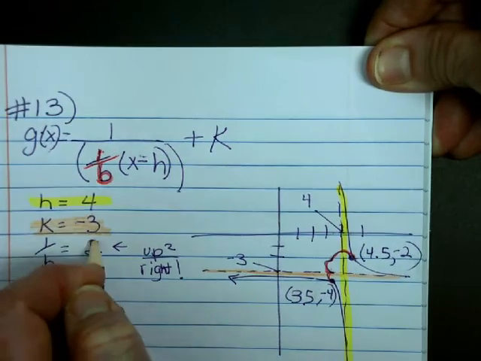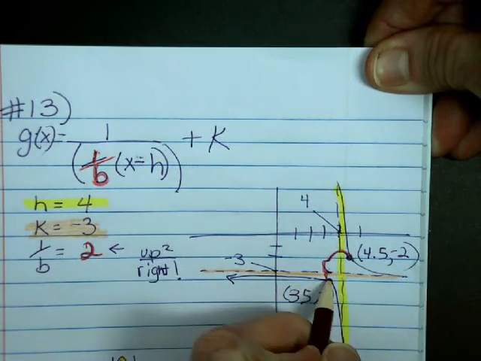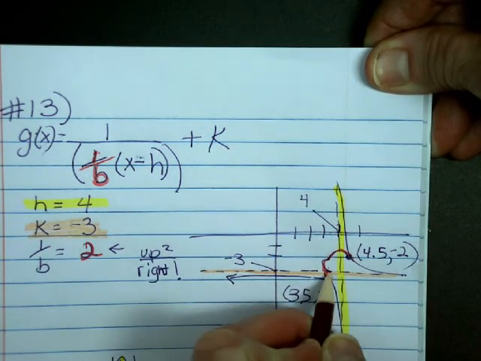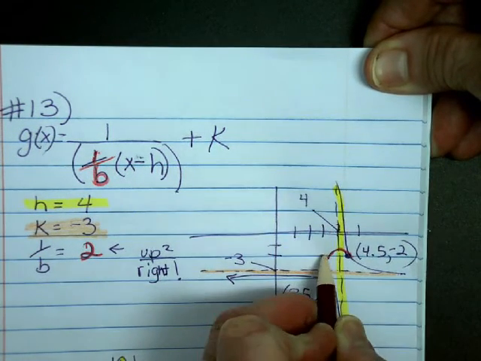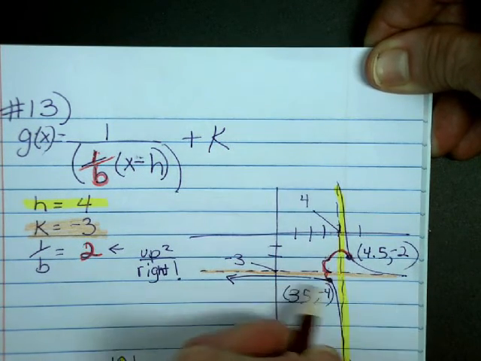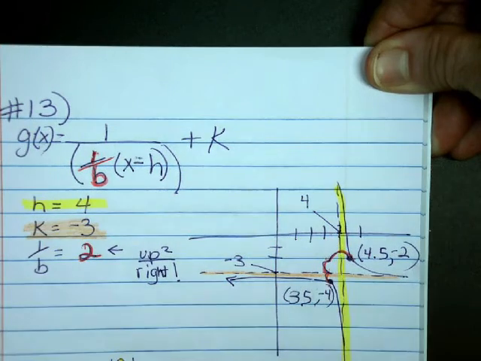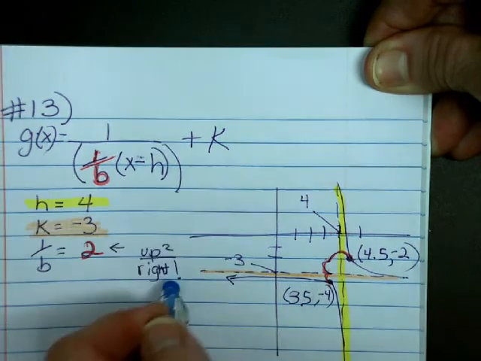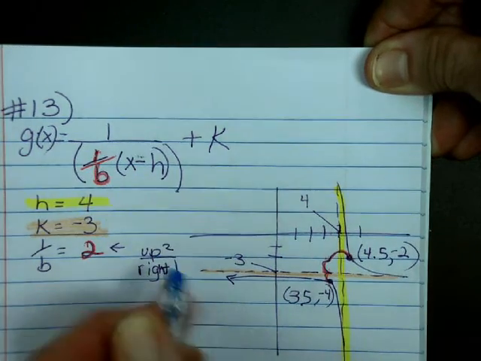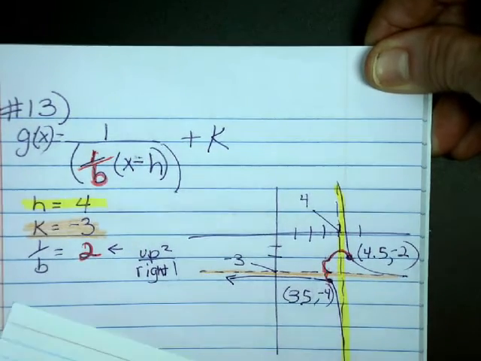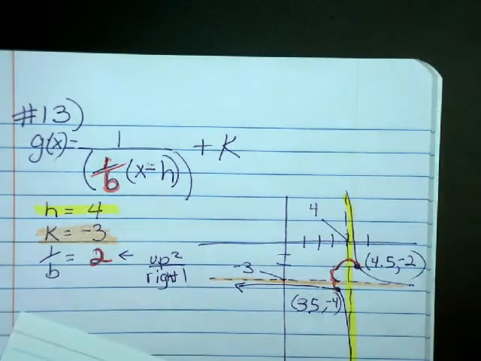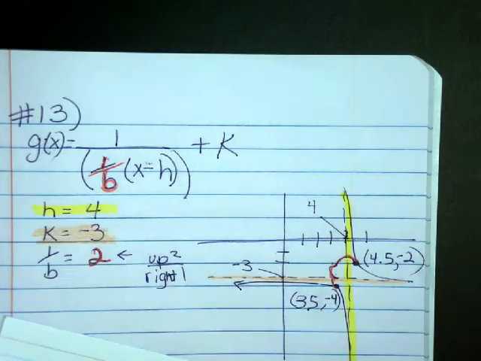Okay, so we got our H, we got our K. The B comes from, you do not have to flip it, guys. You just read it up 2, so from -4 to -2 is up 2, and from 3.5 to 4.5 is over 1. So that's right 1. I don't know why I made an exclamation point there. Okay.